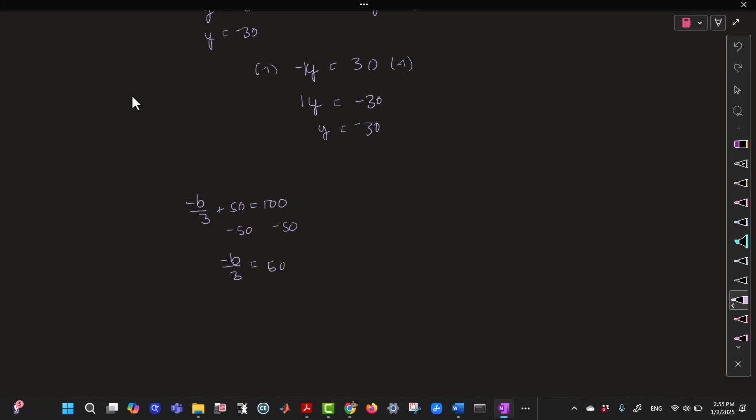Negative b is being divided by 3, so to get rid of that, I'm going to multiply both sides by negative 3. The reason I'm going to do that is the negative times a negative leaves me with a positive. So I've already gotten rid of the negative sign right here. So this negative times this negative gives me a positive, and the 3's cancel. So the 3's cancel each other and the negatives cancel each other, and I'm left with b equals negative 150.